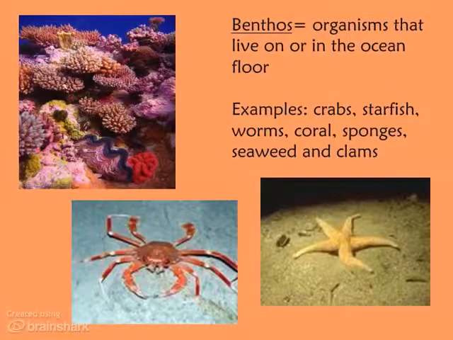Last but not least are the benthos. These are the bottom dwellers. They are the organisms that live on or in the ocean floor. Benthos can't really move around freely. They're not like nekton or plankton. They have to attach to things. They might crawl or scurry or kind of even suction cup to the coral. Some examples of benthos might be crabs, starfish, worms, coral, and sponges.